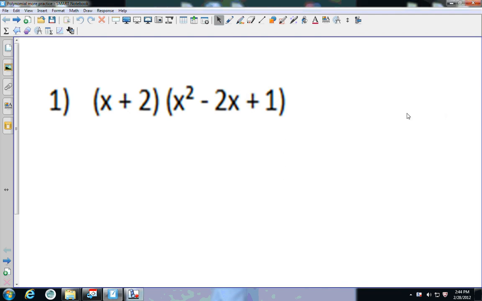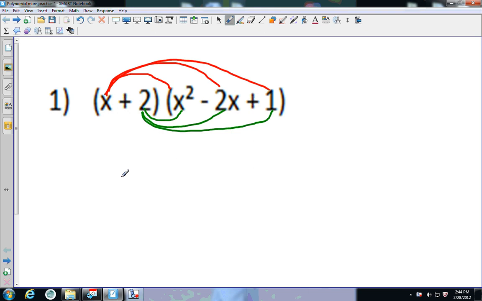Okay, we're going to be multiplying polynomials. Now, you can pause the video and see if you can do this one. Okay, you can do this a couple of ways. This is just distribution, where I'm taking this x and I'm multiplying it by each one of the terms in the other one. And then I'm taking the 2 and I'm multiplying that as well here. You can do it that way, where you treat it as a distribution.